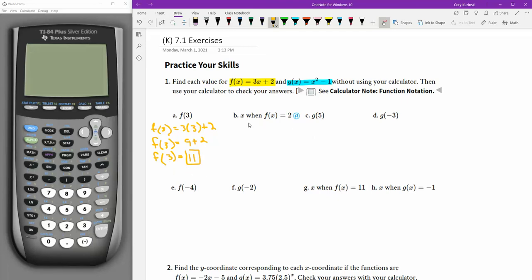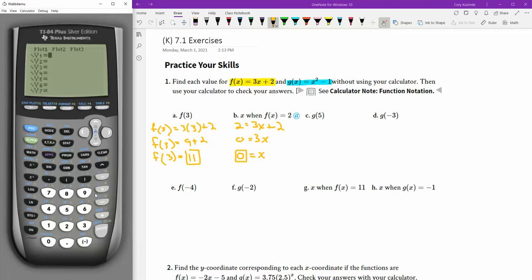All right, find x when f of x equals 2. Now this is a little bit different in that they're giving us f of x. Okay, so we're going to change that to 2 equals 3x plus 2. And we're going to find what x is, okay? So let's subtract 2 from both sides and then divide both sides by 3. And you can see that the answer is 0. In other words, when x is 0, y is 2.